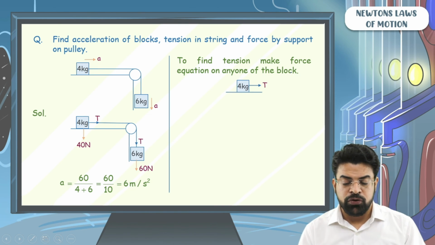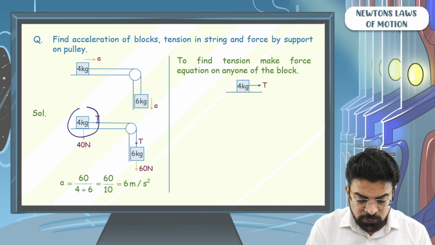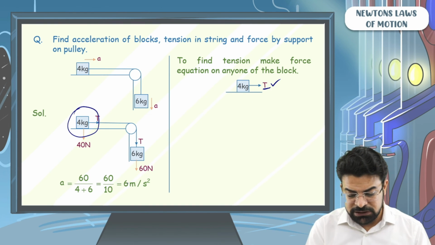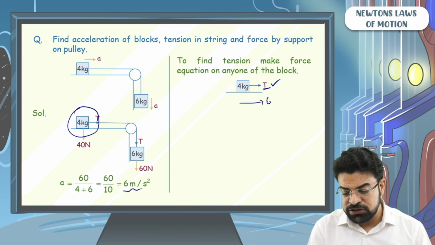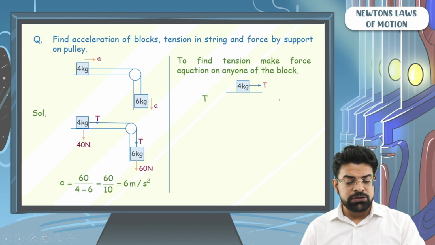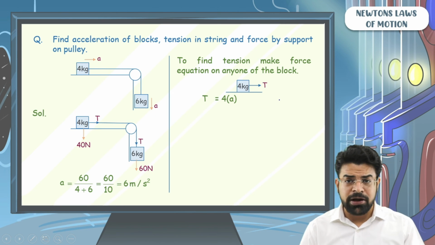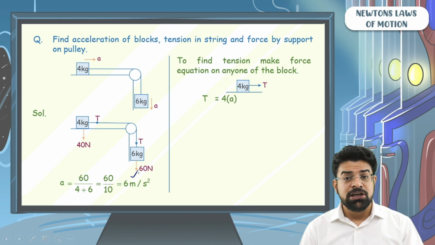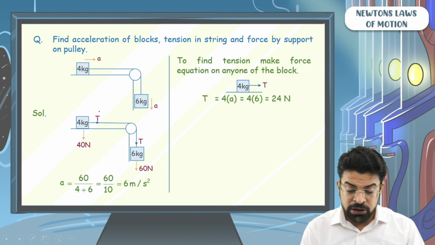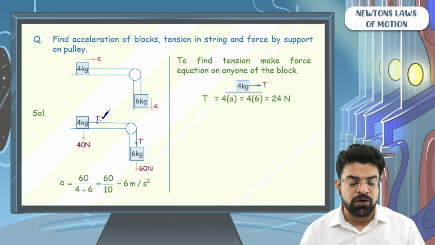Let's make it on the 4 kg block. On the 4 kg block, the force of tension acts towards right. Under the influence of this tension, it attains an acceleration of 6 meter per second square towards right. So you can say the net force in the direction of acceleration equals mass into acceleration. We have already found that the acceleration is 6. So the tension has to be equal to 4 into 6, that will be equal to 24 Newton. So the tension in this string has to be 24 Newton.